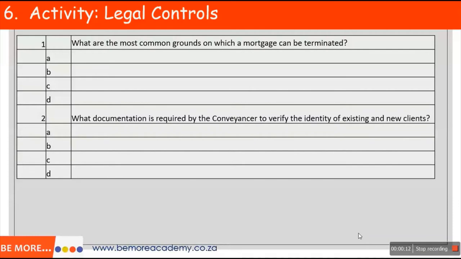What are the most common grounds on which a mortgage can be terminated? After registration, okay. Common grounds on which a mortgage can be terminated. Not paying the bond? Yes. Can a bond be terminated if the people cancel their insurance? No, not really terminated, but the bank can insist on the insurance.